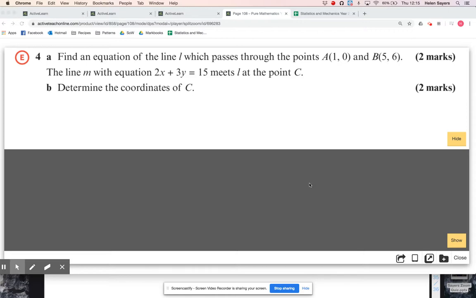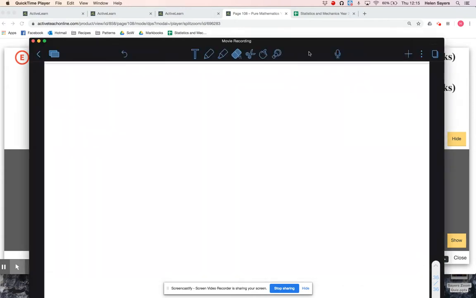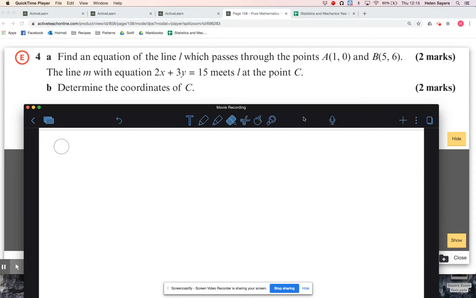Okay, looking at mixed exercise 5 from the first year core textbook. So we're on straight line graphs. Question 4, so an exam question. Each part is only worth 2 marks, so shouldn't be anything too horrific. Let's find out.